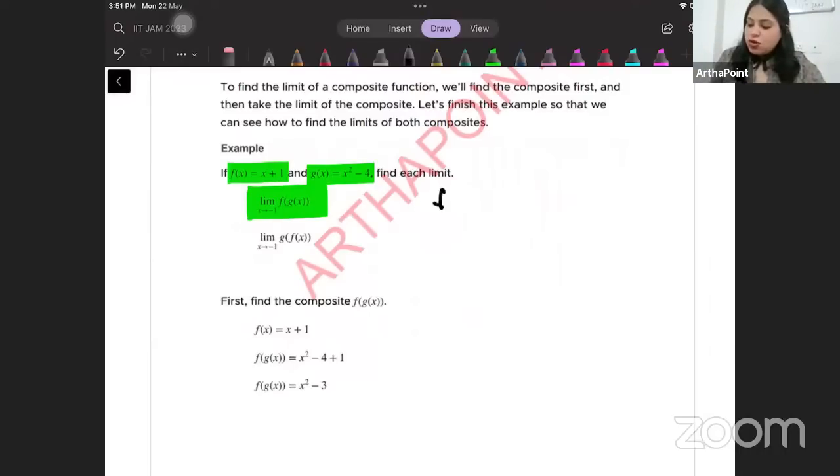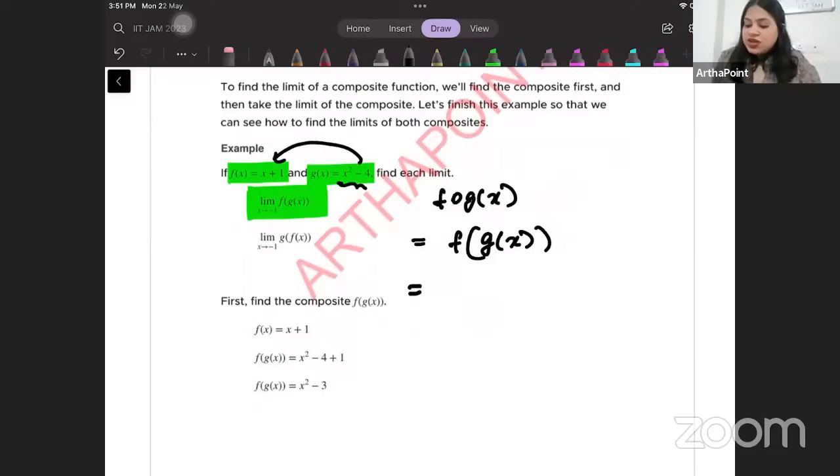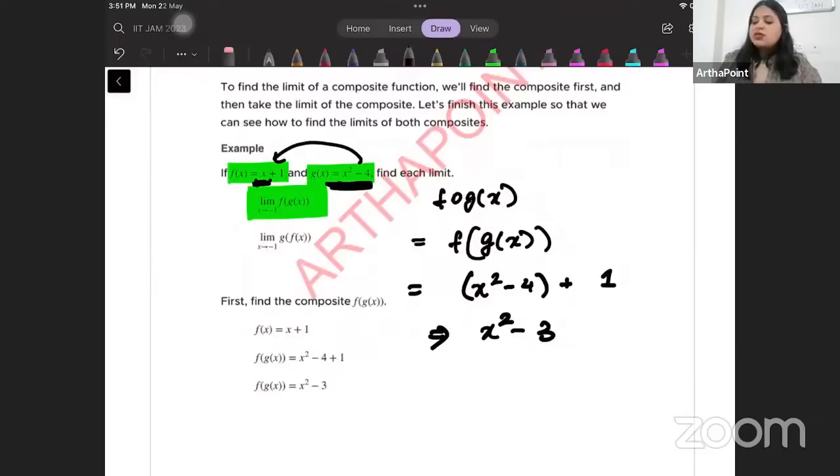So beta, fog is nothing but f of g of x. That means beta, g(x) is imposed inside f(x). So ये जो g(x) की value है इसको f के अंदर डालना है. So this is going to be, instead of x मैं g की value लिखूंगी. So it is going to be x square minus 4 instead of x plus 1. Is this clear? Instead of x I have posted this x square minus 4. So beta, this is going to be x square minus 3.